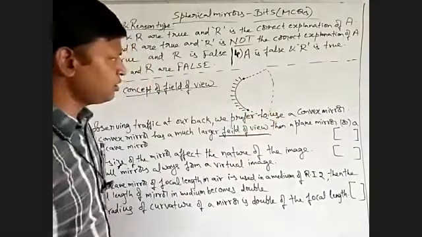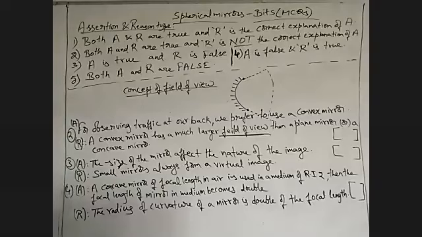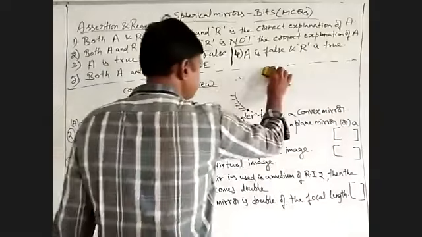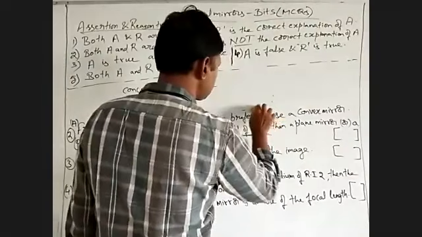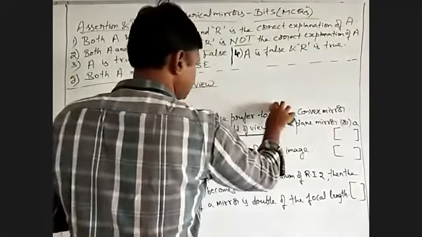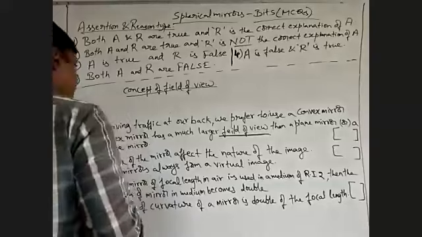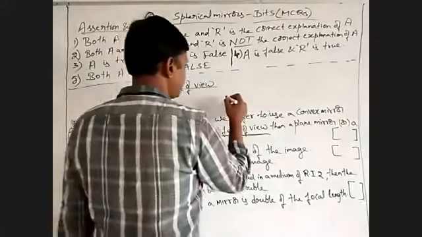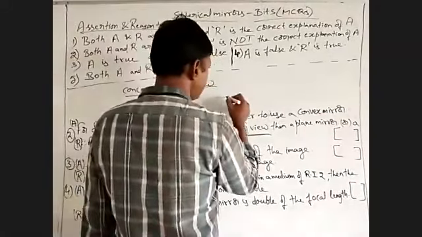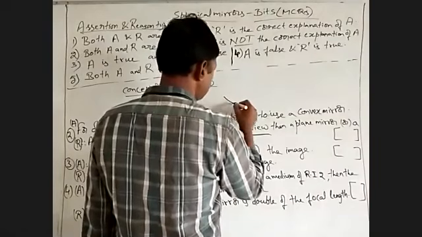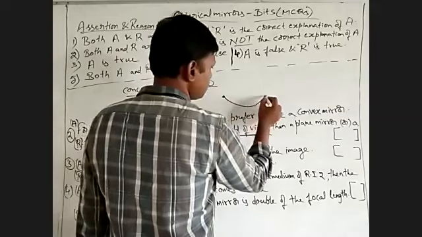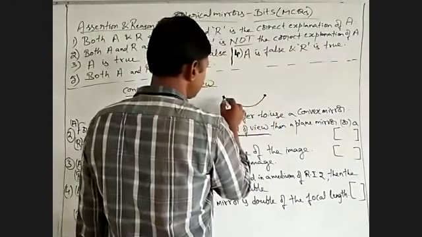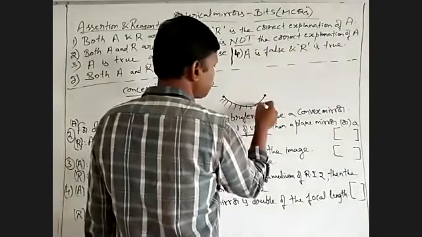So this is the maximum angle. Okay, I'll make it a little clearer for you. Otherwise, okay, I'll draw it like this, it's better. Suppose a concave mirror. Let me take the concave mirror first. Okay, so in the horizontal axis, suppose this is the concave mirror.